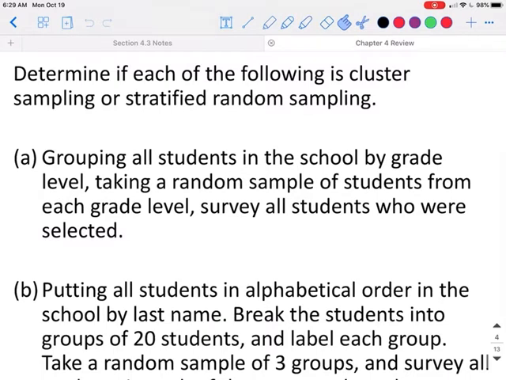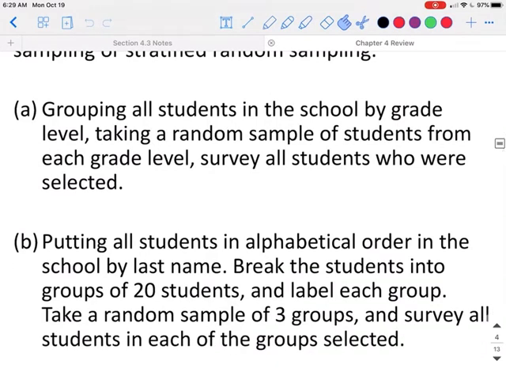Determine in each of the following if cluster sampling or stratified random sampling is used. Grouping all students in the school by grade level, taking a random sample of students from each grade level, and surveying all students who are selected. Because we are grouping the students by similar characteristics, taking a simple random sample out of each group and then surveying those students, this would be a stratified random sample.